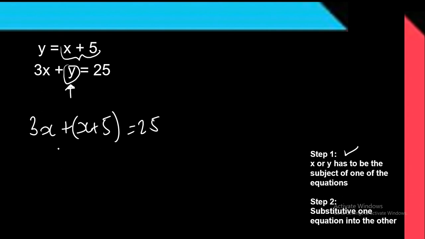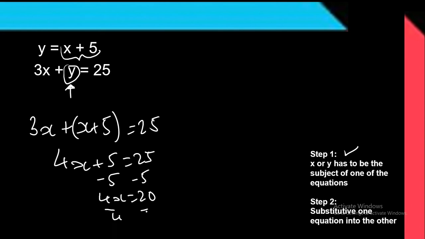Now I can simplify and solve. So 3x plus x is 4x plus 5 equals 25. Subtract 5 from both sides, 4x equals 20. Divide both sides by 4 and we have x equals 5. So I know what my x value is that will work for both of these. So if I graph it, I would expect these two lines to intersect when x is 5, but I have to work out what y is.